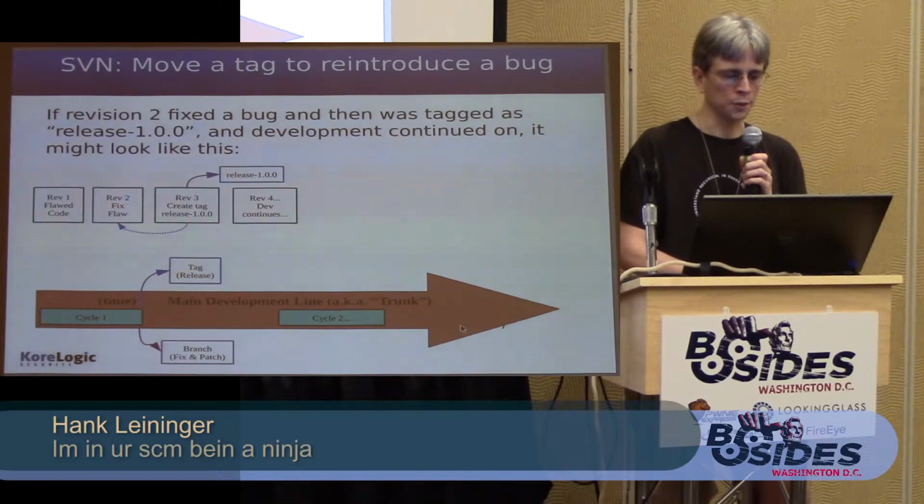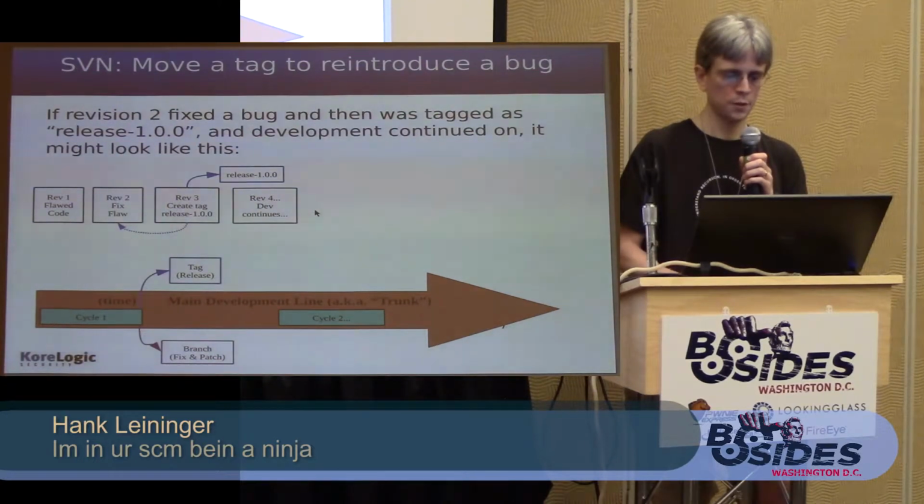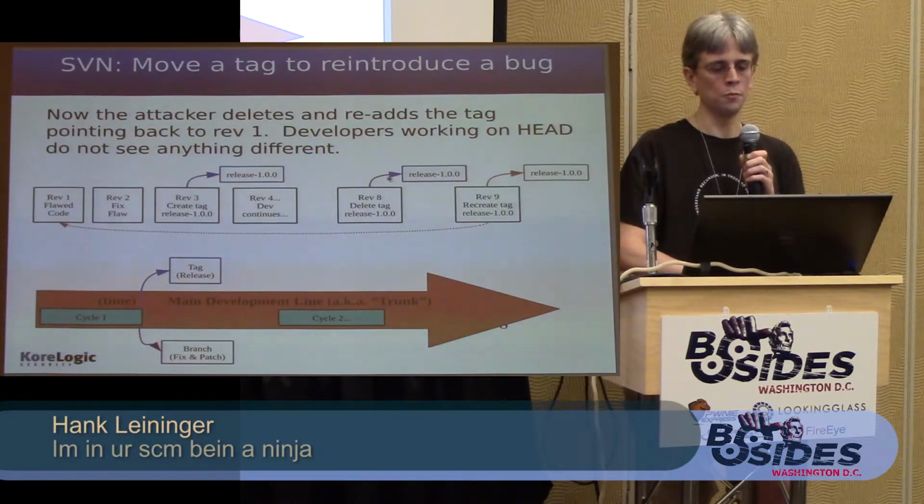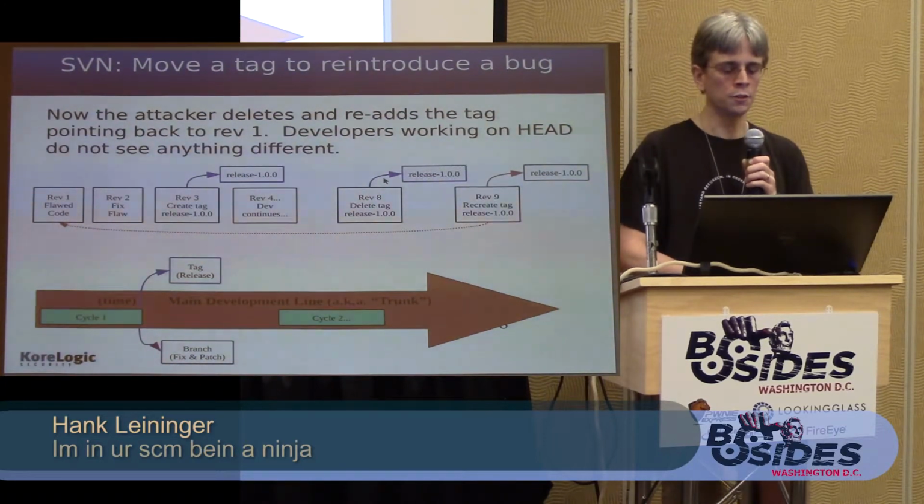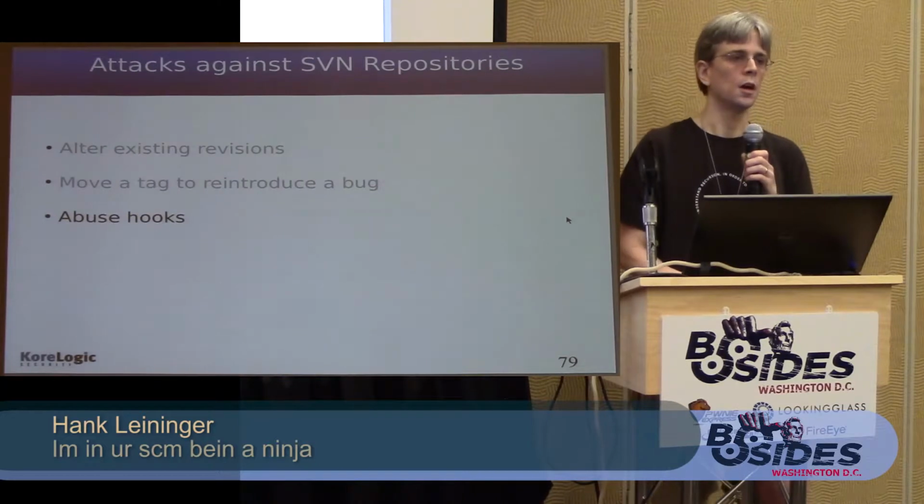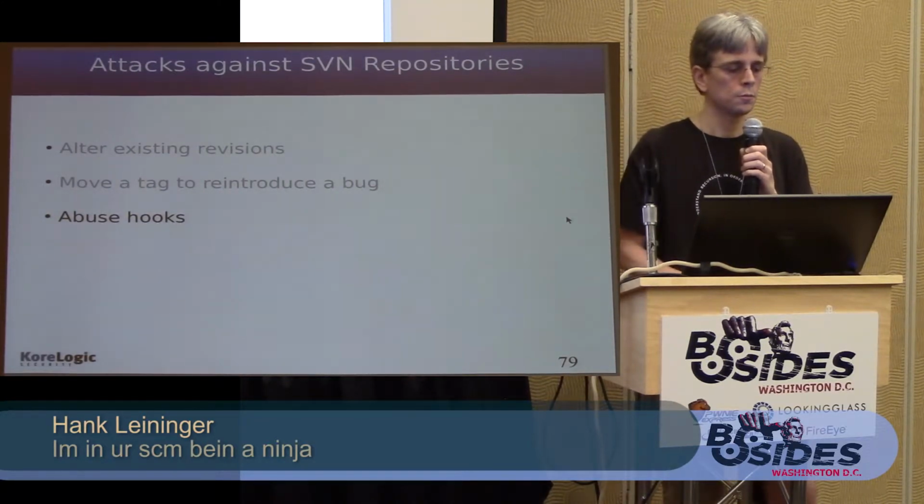A little bit of a graphical depiction here. So we started with a flawed revision. We fixed the flaw. We created a tag called release 1.0 that pointed to the fix, and then we continued on development. Then the attacker, in what is basically one action, but logically it's actually two, deletes the existing release 1.0 tag, and then makes a new 1.0 that points back to the original flawed revision. And again, the developers are none the wiser.